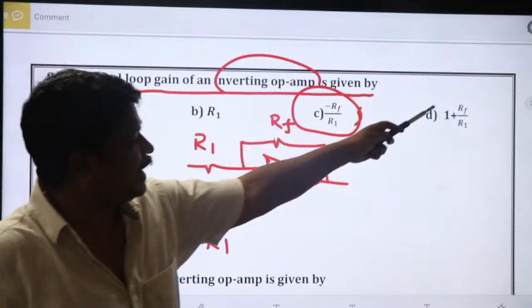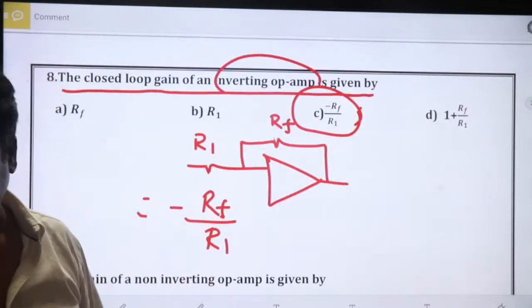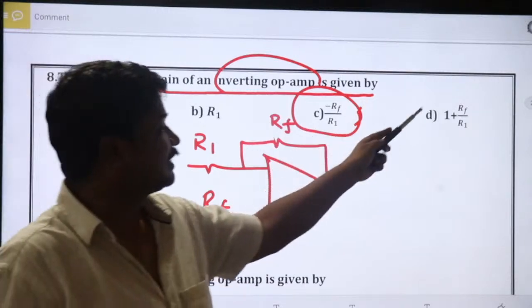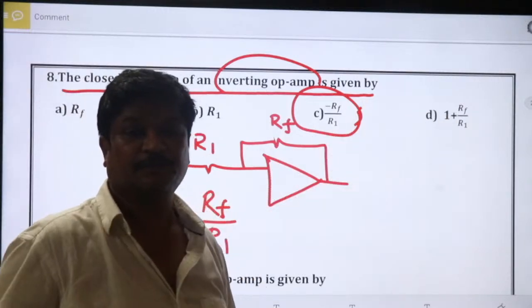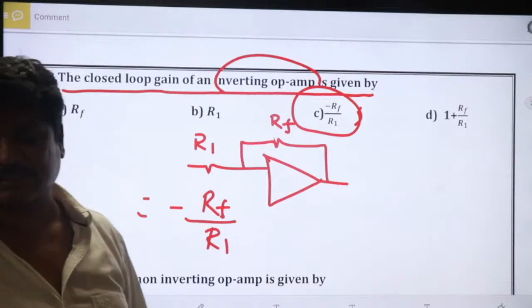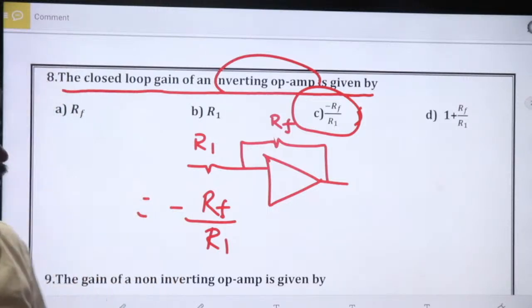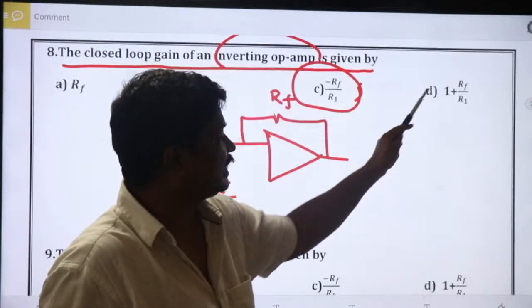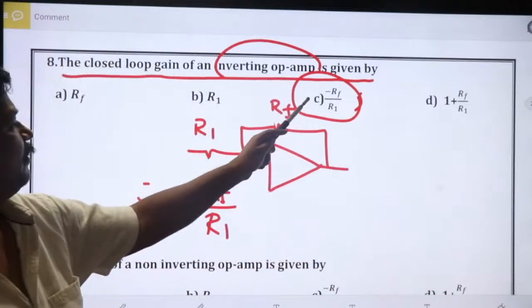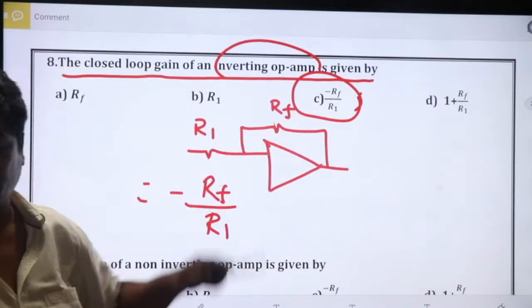1 plus RF by R1 is the answer for what? Non-inverting operational amplifier. 1 plus RF by R1 is for the non-inverting amplifier, and minus RF by R1 is for the inverting amplifier.